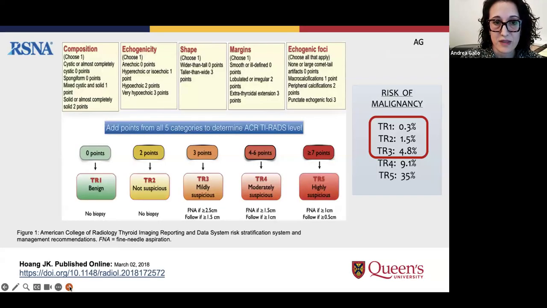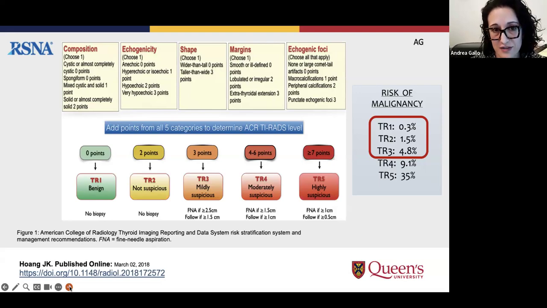Next slide. So just to summarize a little bit the details of the TIRADS. On TIRADS, we assess 5 features of the nodule: composition, echogenicity, shape, margins, and echogenic foci. Those are based on the sonographic features. Each one of them gives points to the nodule, but for the last one, the echogenic foci, we can choose all that apply. So this is the category that gives more points to the nodule.